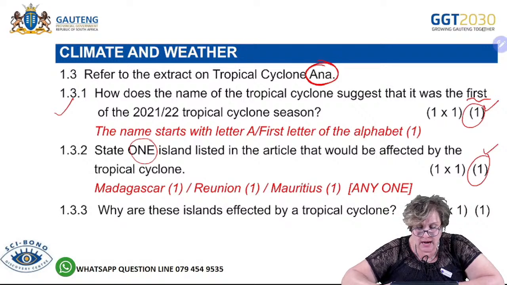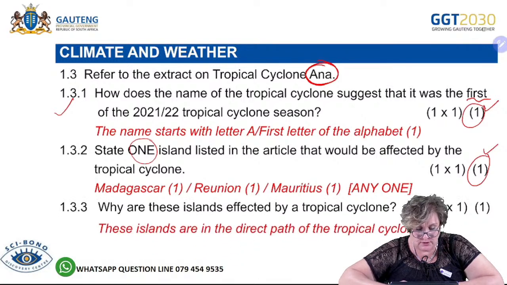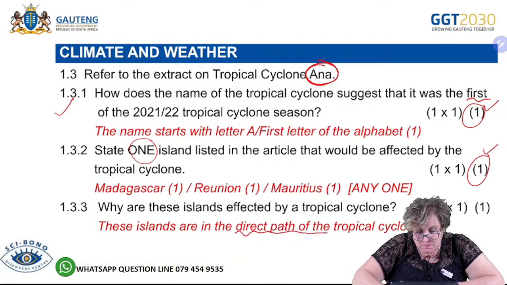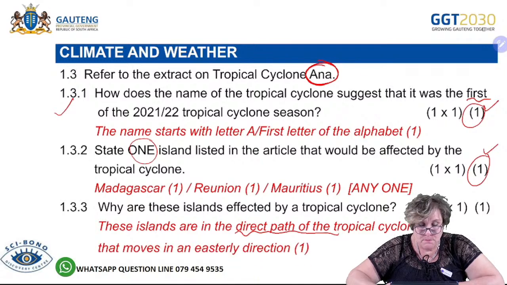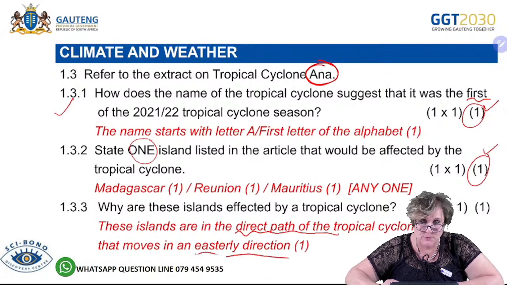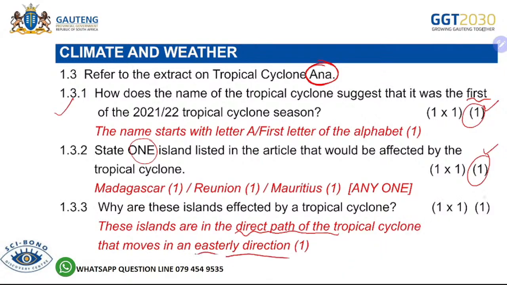Why are these islands affected by a tropical cyclone? Because they are in the direct path of the tropical cyclone that moves from east to west. Sorry, it moves from east to west. 1 mark for that. So I have already 3 easy questions on this topic and on this extract.